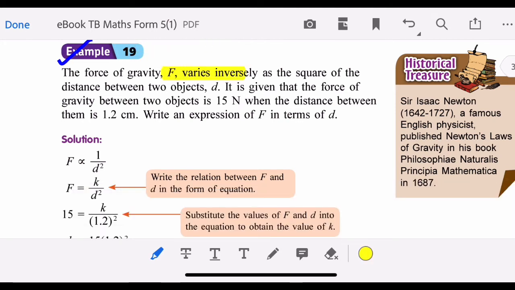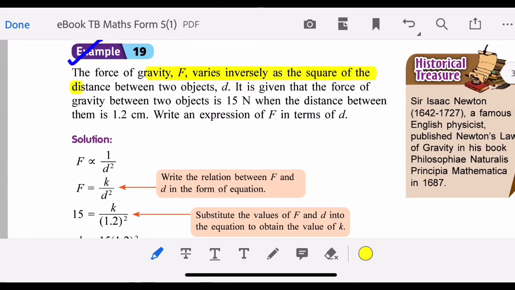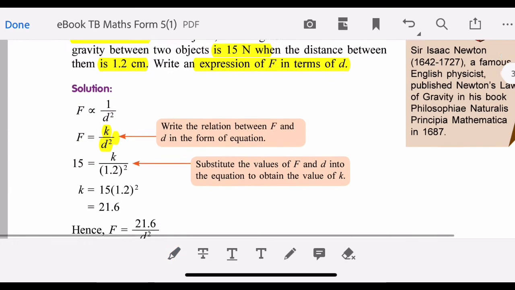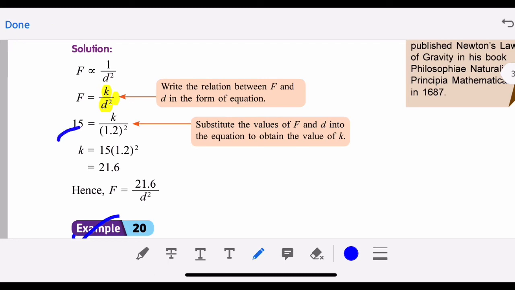F varies inversely as the square of the distance. Okay, so this is our answer. D is the distance between the two objects. Given that the force of gravity between two objects is 15 and the distance between them is 1.2, write an expression of F in terms of D. So what you need to do is substitute all the information and then solve for K. After you get K, you write back the equation F equals 21.6 over D squared.